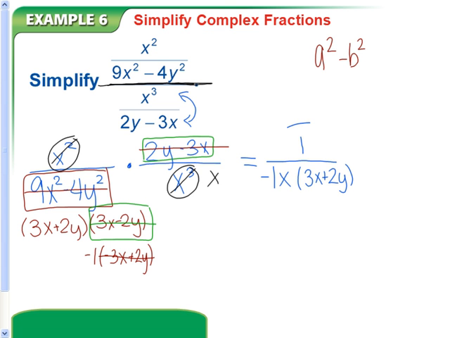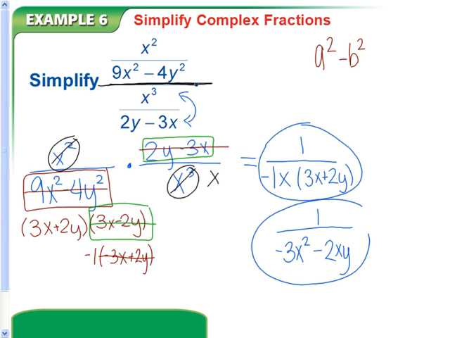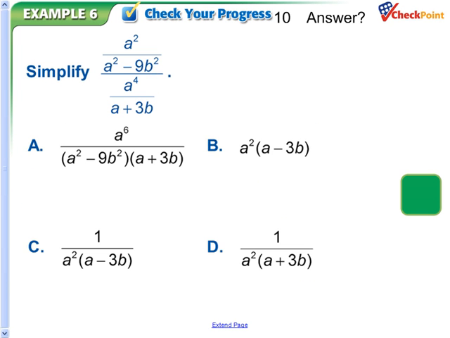So again, this could be your answer. But again, you could have it distributed through as negative 3x squared minus 2xy. Either way, you could be having your answer. All right, go to your left page again then. And try this problem on your own and write down A, B, C, or D. Okay, so that's it for today's lesson.